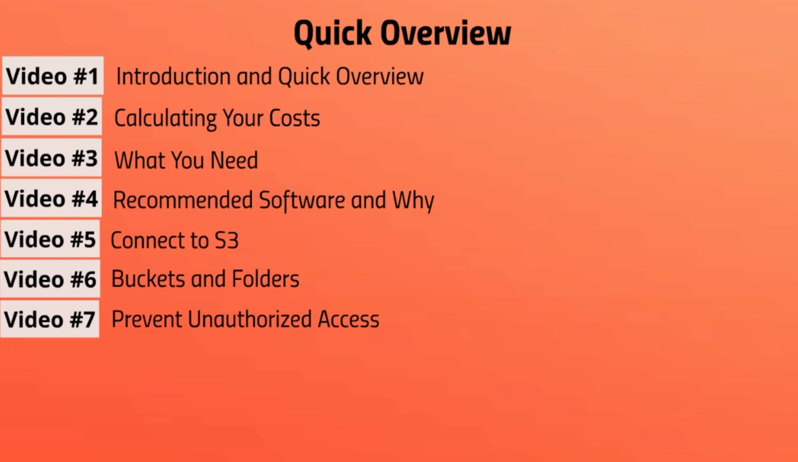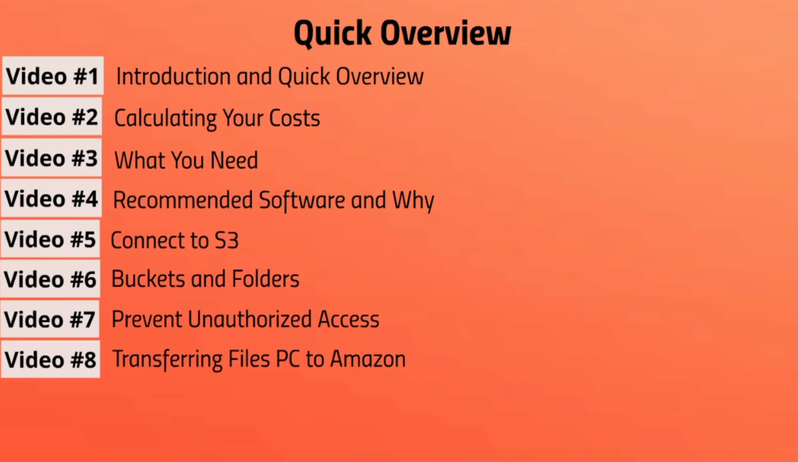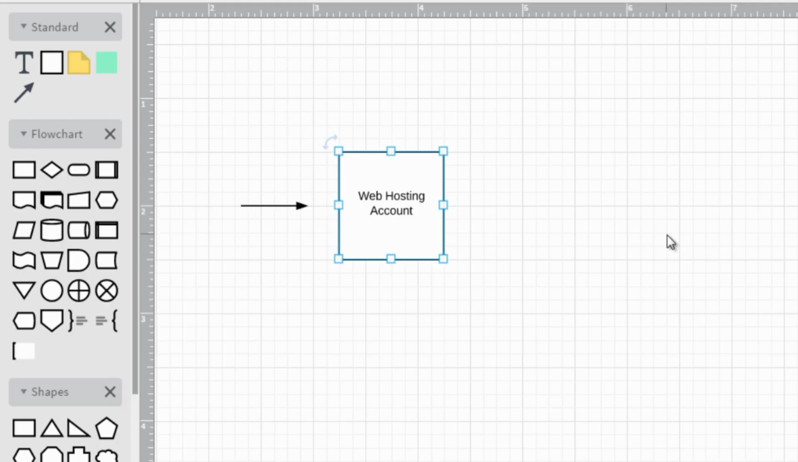So this is a very important step, and I'm going to show you how to do it right. Video number 8, we're going to talk about transferring files from the PC or your Mac to your Amazon S3 account. And of course, last but not least, video number 9, we're going to talk about getting the URL to each file. So this is crucial, especially when you begin to build out your download pages. You need to have the direct link, right?